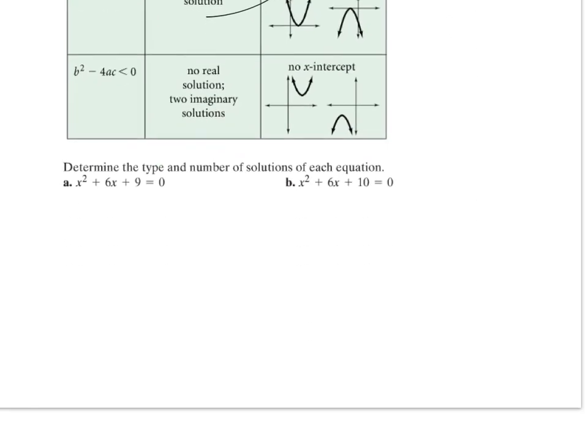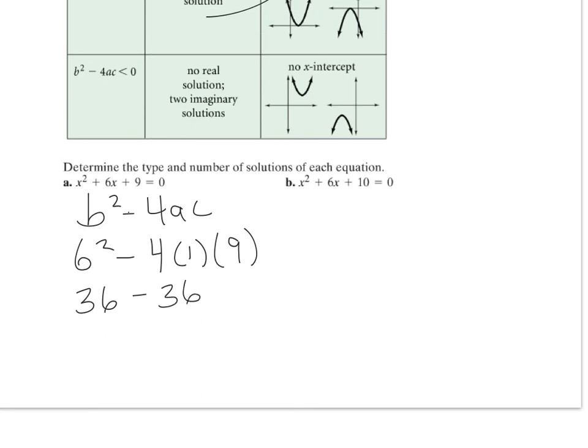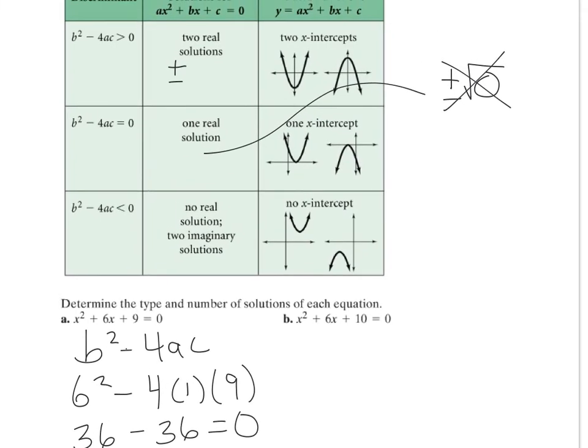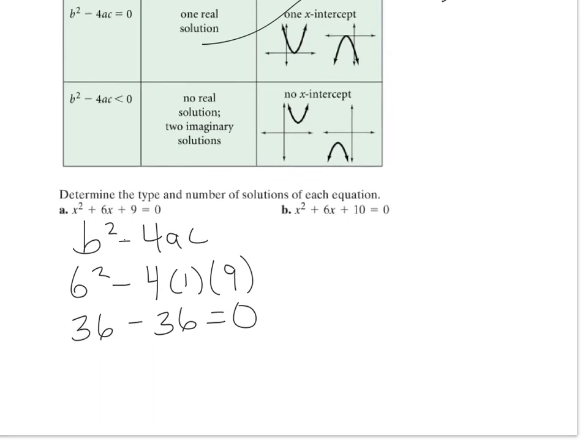So to determine the number and type of solutions, what you need to do is do b squared minus 4ac. So this one's going to be 6 squared minus 4 times 1 times 9. So that's going to be 36 minus 36. And I get 0. So if I go back to my chart, if I get the discriminant as 0, it's going to be one solution. I don't want to put just one. It reads type and number of solutions. So it's one real solution.